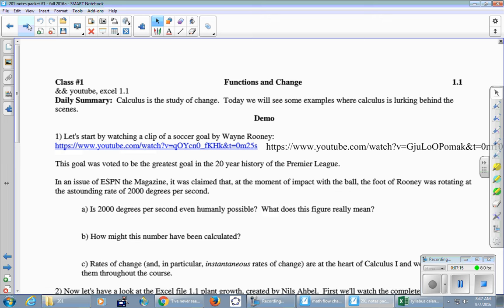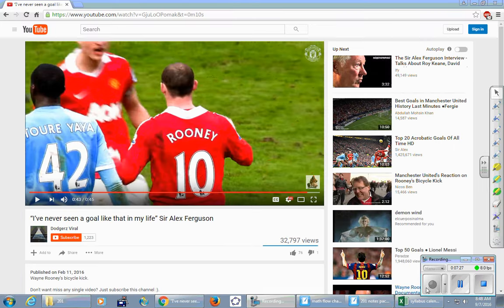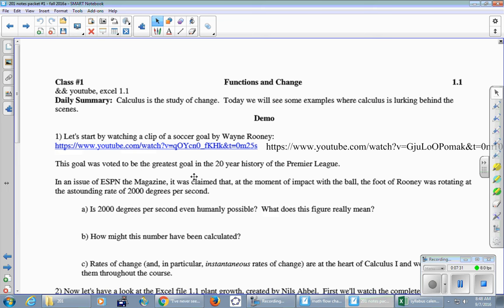We're going to start by watching a clip of a soccer goal by Wayne Rooney. So this particular goal that I'm going to show was voted to be the greatest goal in the 20-year history of the Premier League. I'm going to pause this video right now because I don't want any copyright infringement. Bicycle kick, right. Apparently it's pretty tough. So why are we looking at this bicycle kick?